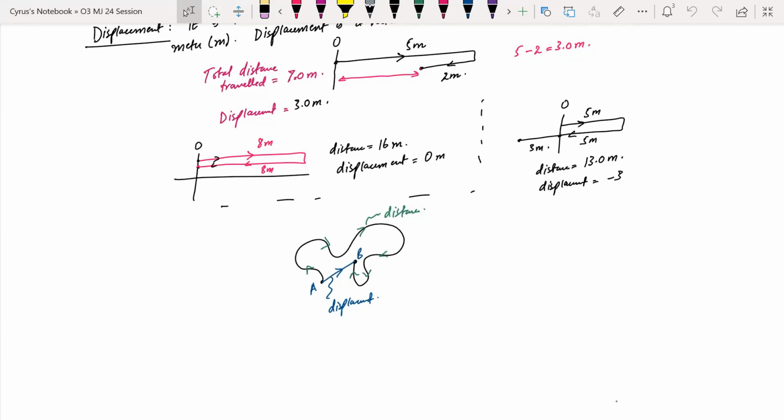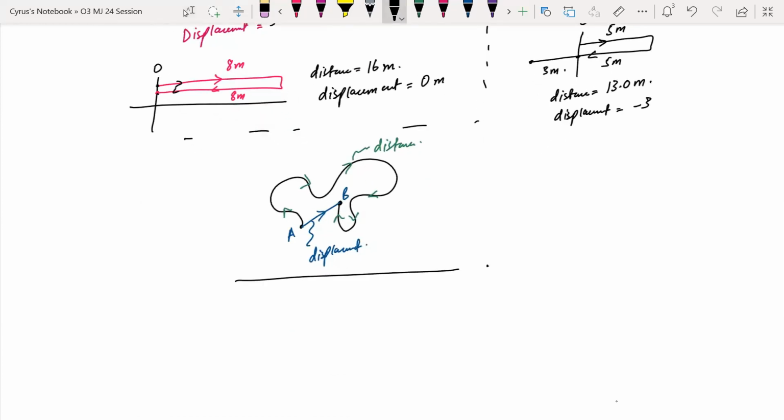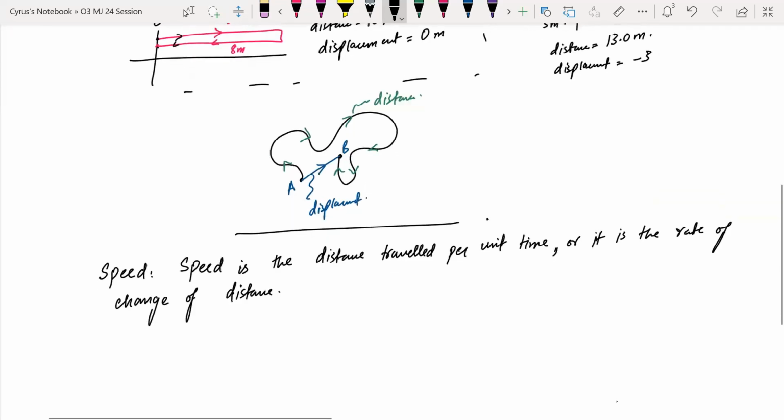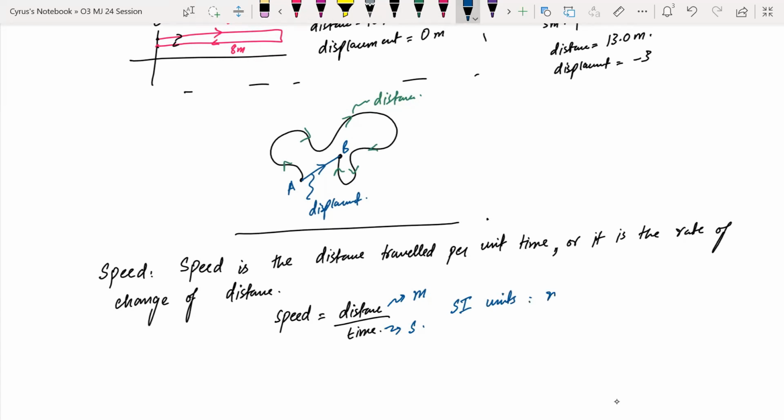सबसे पहले हम बात करेंगे स्पीड के बारे में, राइट। So what is speed? You should know that speed is the distance traveled per unit time, or it is the rate of distance, or it is the rate of change of distance. Because we can write here speed as distance over time, and this is in meters, and this is in seconds. So SI units are meter per second.